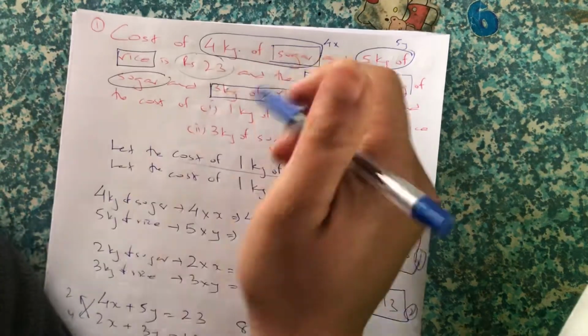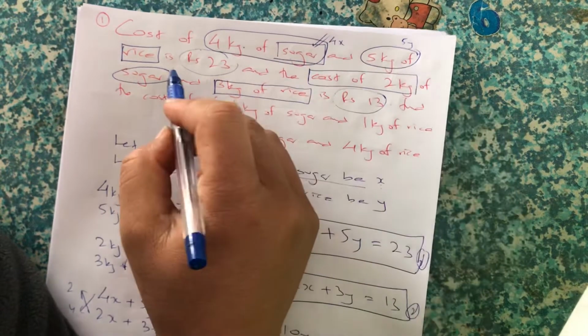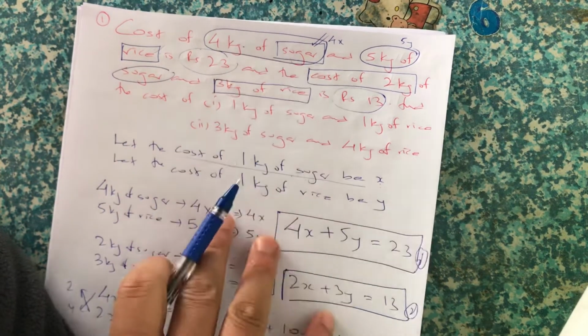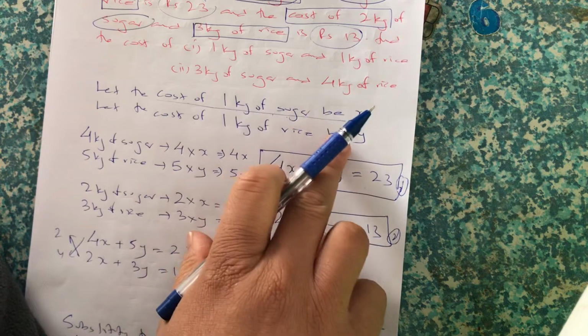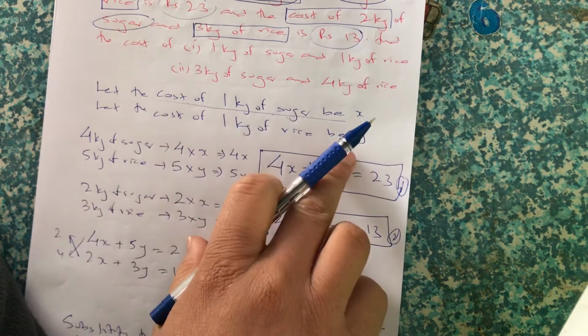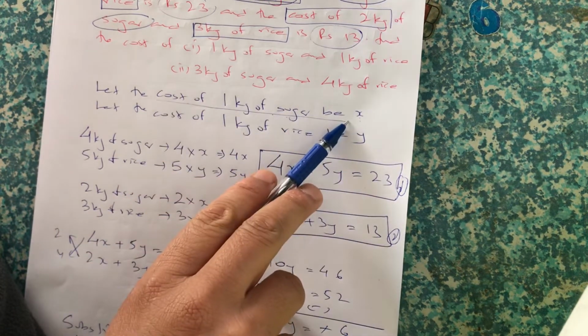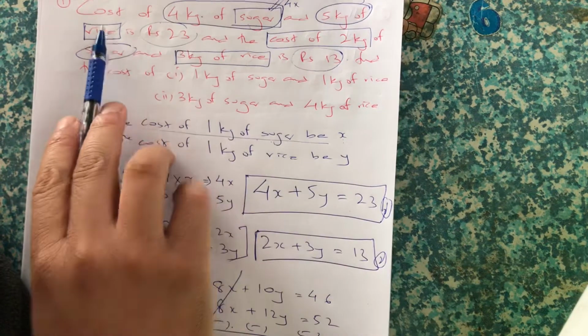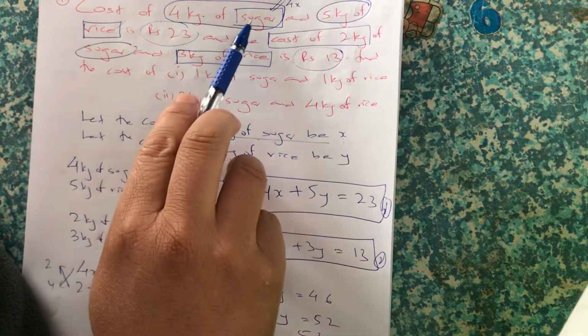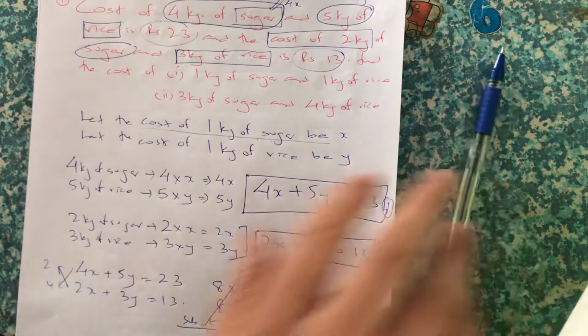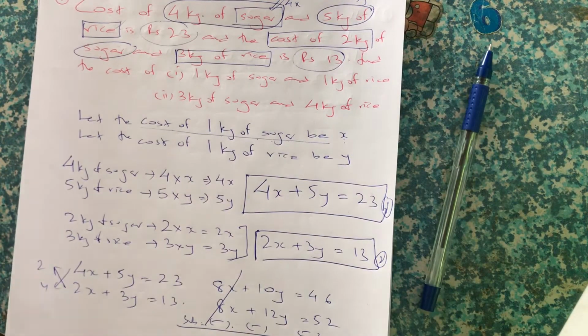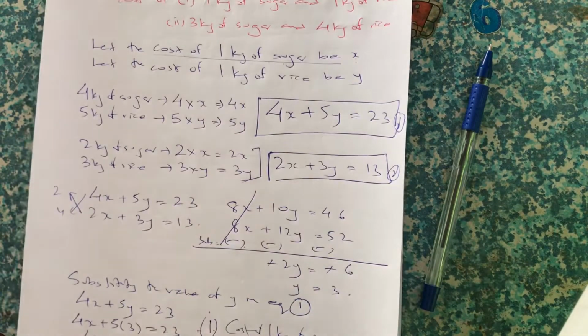So you'll have to check what exactly they are mentioning. So if they say sugar and rice, we'll take the cost of 1 kg of sugar to be x and the 1 kg of rice to be y. So whatever comes first, you just assume that to be x. Whatever comes at the back, you assume that to be y. It could be anything. I said it's not always sugar and rice. It could be anything. So that is how we solve this type of sum.